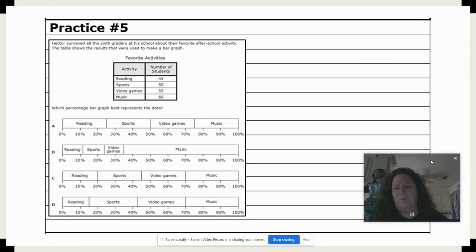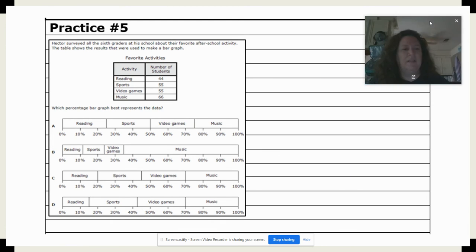So the last one, I believe this is the last one. Hector surveys the students' grades in his school about his favorite after-school activities. The table shows the results. Now, this is number of students. Do I have any percentages yet? No, but I do know that sports and video games have to be the same. So if I look at 10, 20, and halfway is 5, I can label things and see, okay?